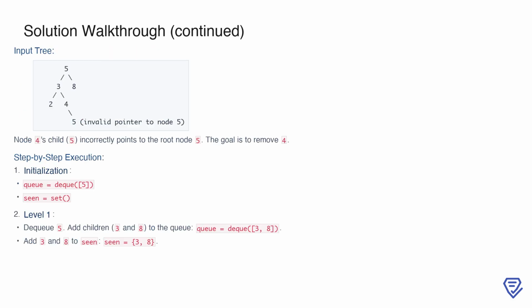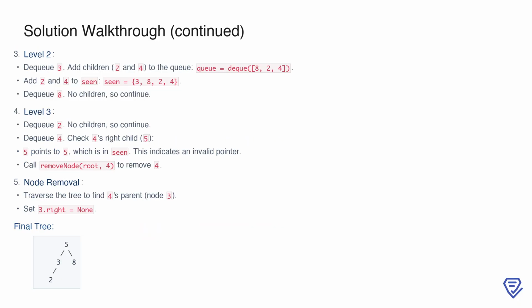In this second example, we have a more complex binary tree where node 4's child, node 5, incorrectly points back to the root node 5. Our goal here is to remove node 4 to correct the tree structure. To begin, we initialize the queue with the root node, which is 5, and an empty seen set. At level 1, we dequeue node 5, process its children nodes 3 and 8, and add them to the queue. At this point, the queue contains nodes 3 and 8, and the seen set is updated to include these nodes.